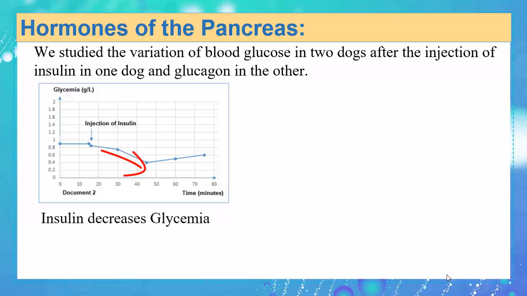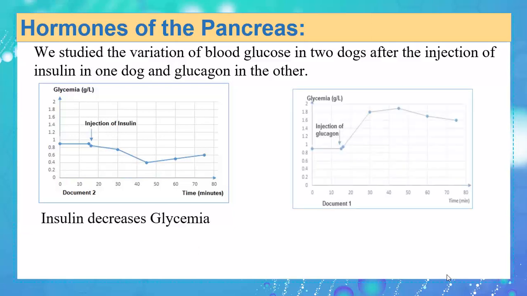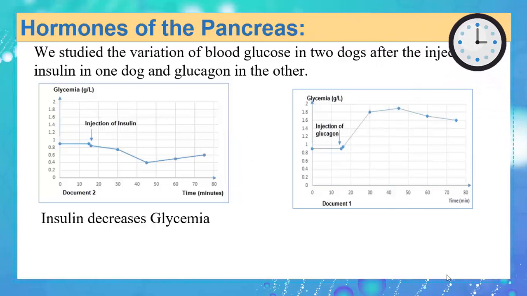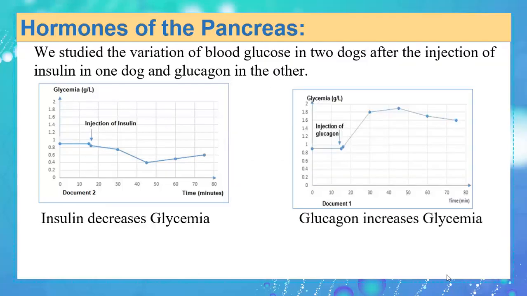Then insulin decreases glycemia, or the level of blood glucose. However, what happened after giving the dog an injection of glucagon? As you can see, glucagon increases glycemia. So the 2 hormones have opposite function concerning glycemia.